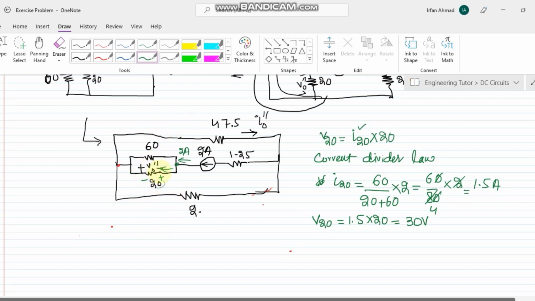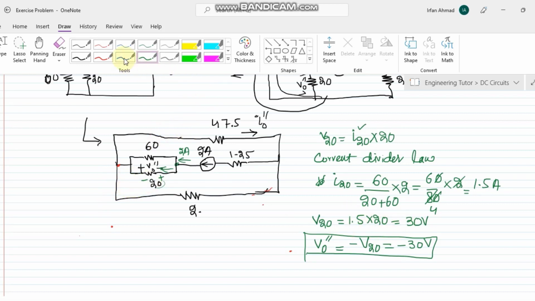But we can very easily see that we have to find the value of V naught double prime, and the polarity of V naught double prime is opposite to that of V20. So therefore the value of V naught double prime is minus 30 volts. Now that is the answer of V naught double prime, which is the value of V naught when only the current source is considered, while the voltage source is represented with its internal resistance.